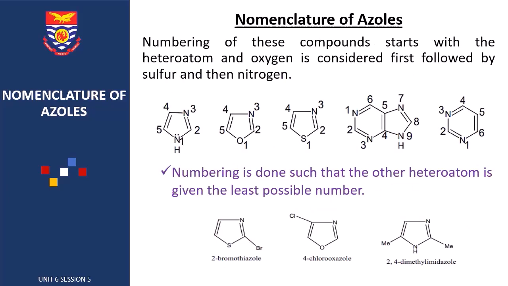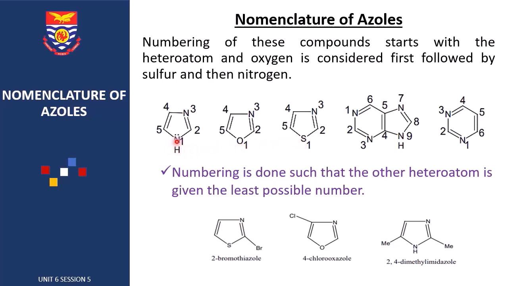Now, on the nomenclature, we've been talking about numbering. I'm pretty sure numbering is not a problem now. We always number with the heteroatom as number 1. In the case where there are 2 heteroatoms, we give the priority to the oxygen, followed by the sulfur, and then nitrogen. So when there's oxygen and nitrogen, we prioritize the oxygen as number 1. When there's sulfur and nitrogen, we prioritize the sulfur as number 1.